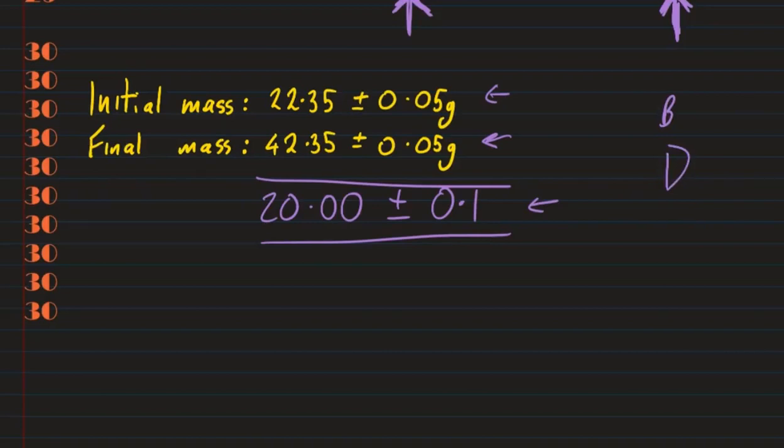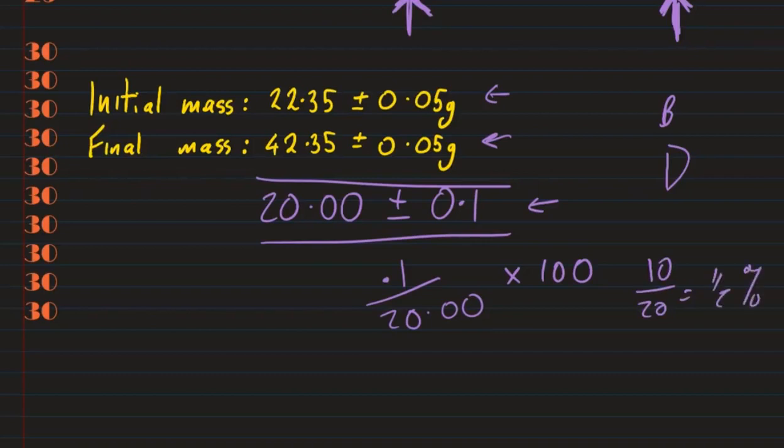And the percentage uncertainty, well, that's just the absolute uncertainty over the value that you calculated, times 100. So what have we got here? That's 0.1 over 20, so that's 0.5%. So that's going to be B, 30B. And we're done.